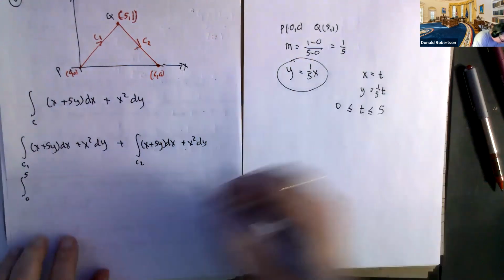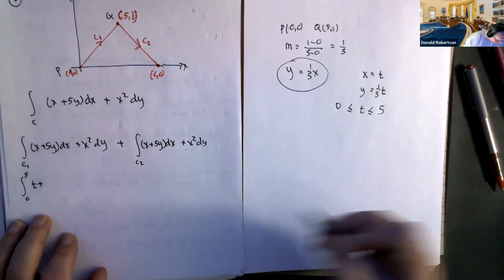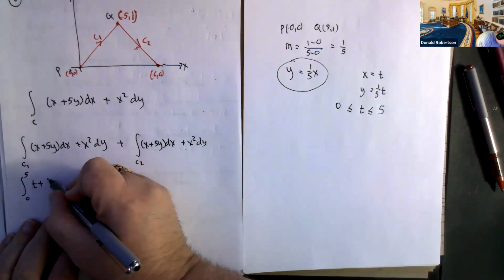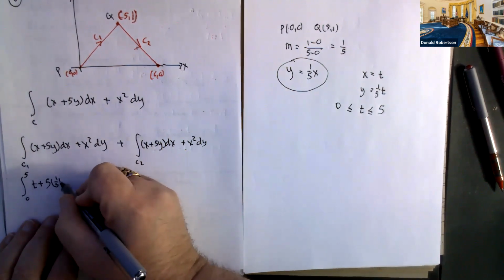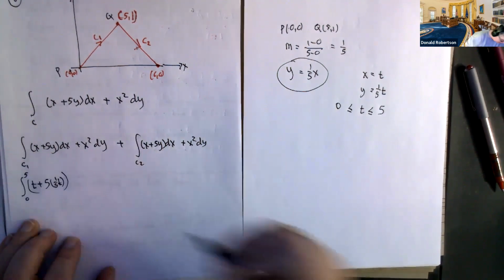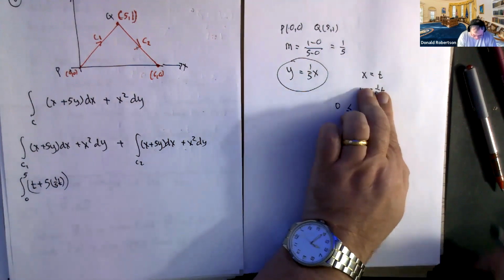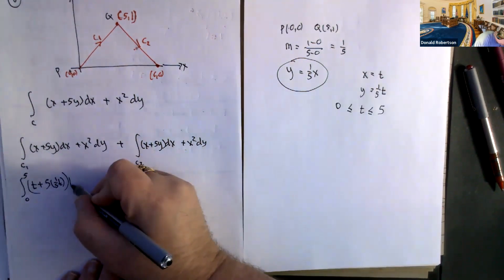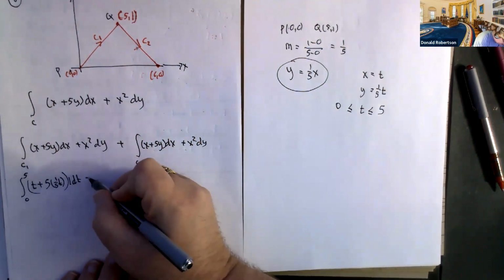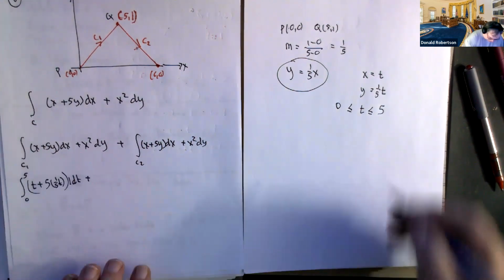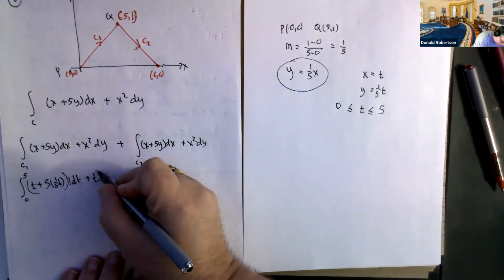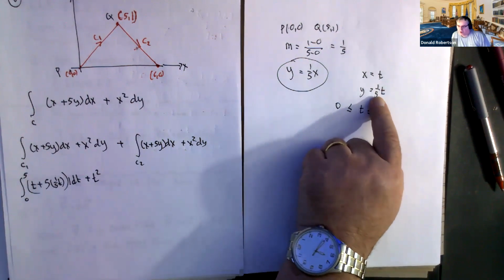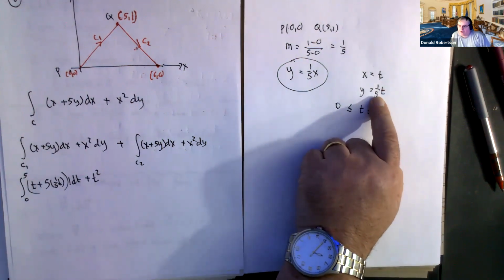X is going to be T. 5y is going to be 5 times 1/5 T. So that's that stuff. And dx, oh, I could do this without the working. Won't dx just be 1 times dt? And now the second piece is x squared, which is that guy squared. And I can do dy without a lot of work. Isn't dy going to be 1/5 dt?